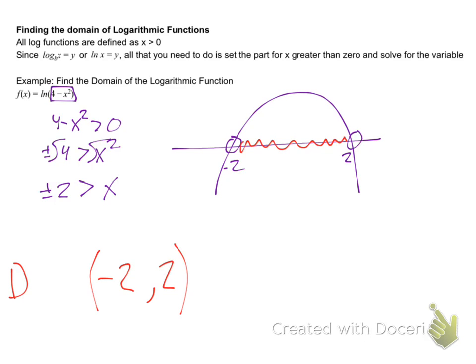So the domain, if I want to formally say it, is x such that x is contained in negative 2 to 2. Or, if you didn't like that, negative 2 is less than x, which is less than 2. Inequalities and interval notation. Are there any questions, guys?